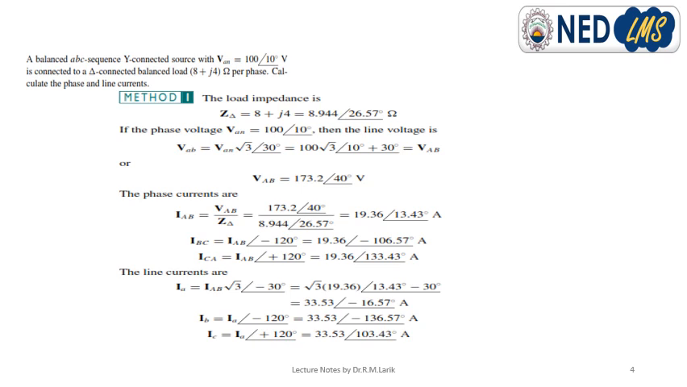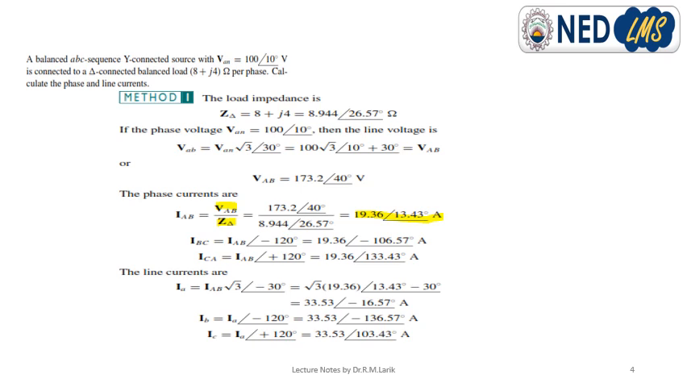So the phase current is nothing but the line voltage over the phase impedance. Because this is a star connection, the line voltage and phase voltage being same, so we use the same line voltage as a phase voltage in this case. So phase current is nothing but phase voltage over phase impedance, and phase voltage is 173 angle 0, and the phase impedance is 8 point, as we calculated earlier. We got the phase current 19.36 angle 13.43.